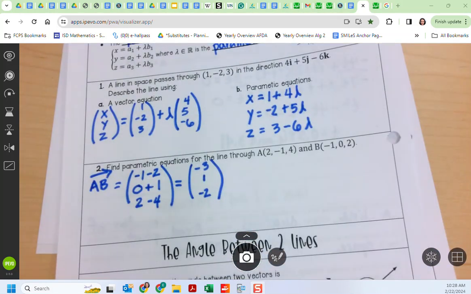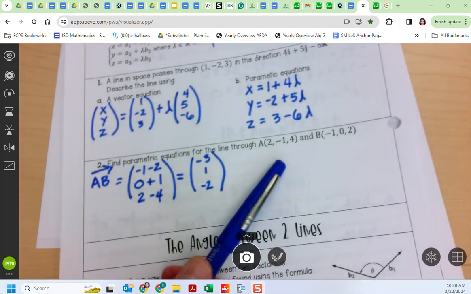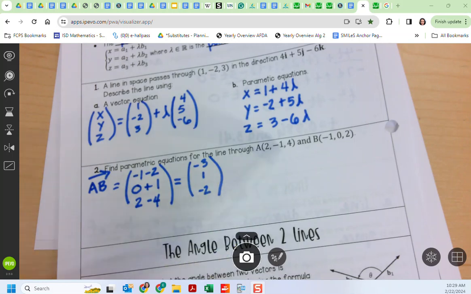All right. Does the vector describe the starting point or the direction? Yeah, the vector describes the direction. So we still need a starting point. And you can use any point on the line for your starting point. So which point could we choose? We could choose point A, right? Or we could choose point B. You get to pick which point you want for your starting point.